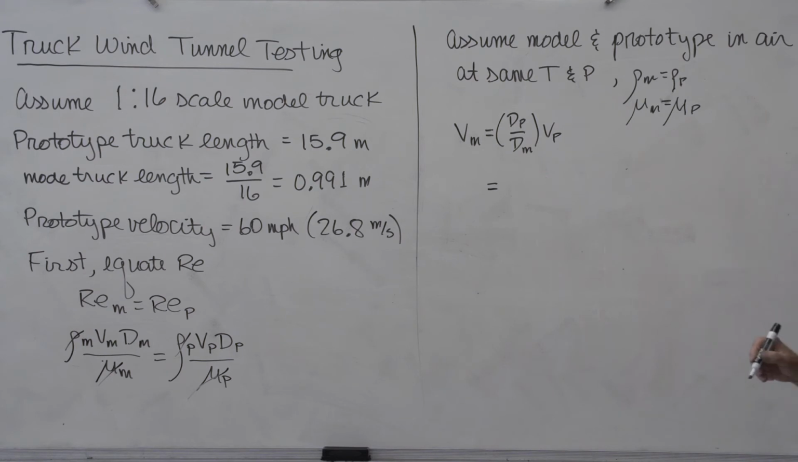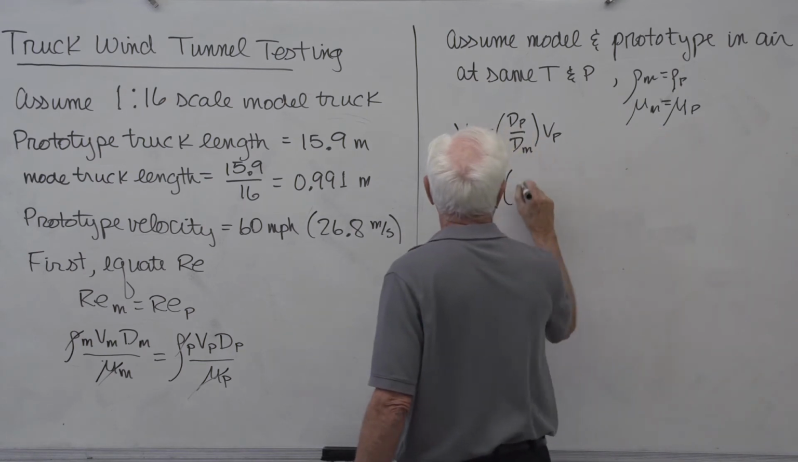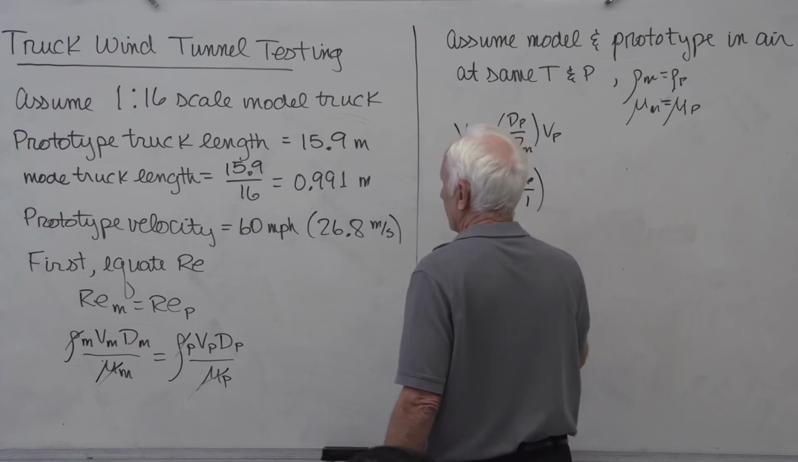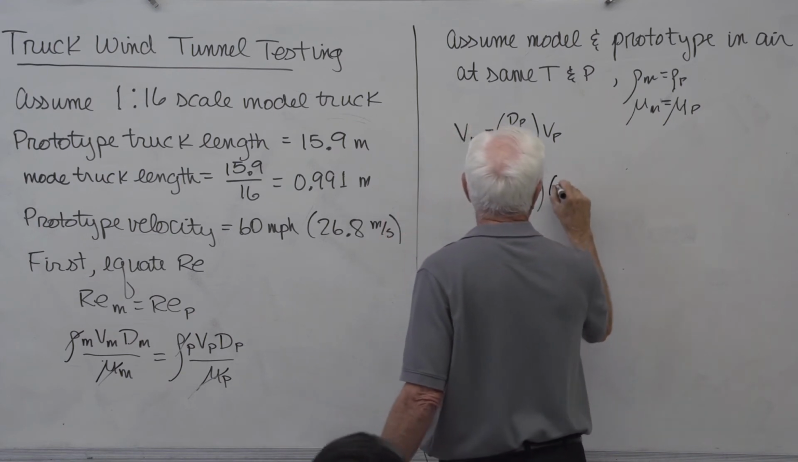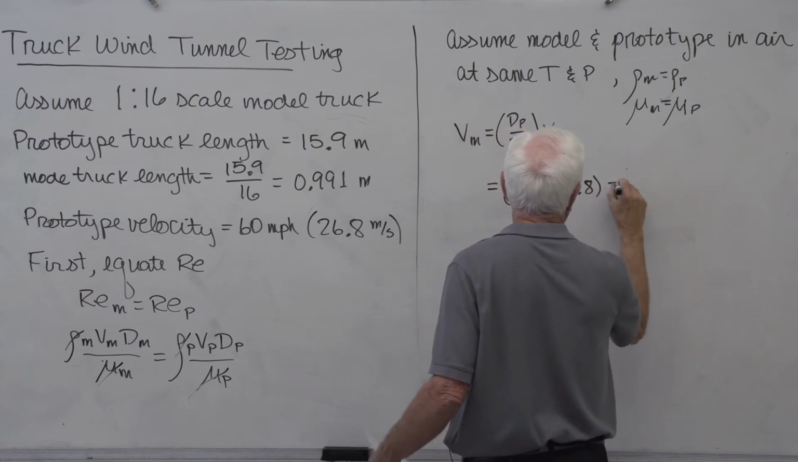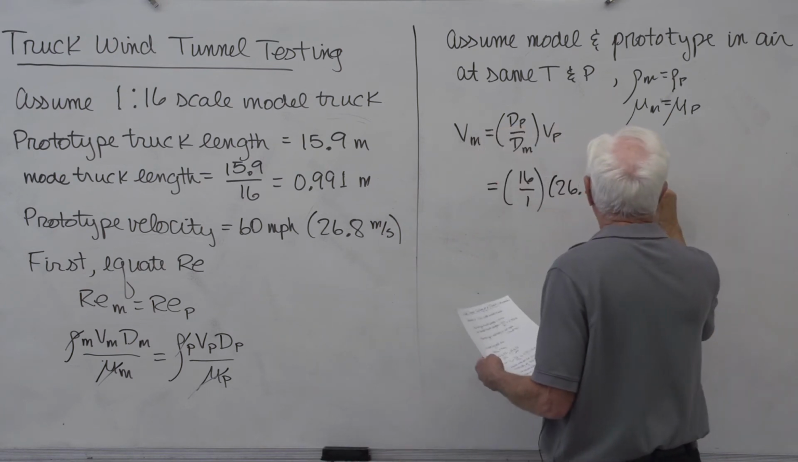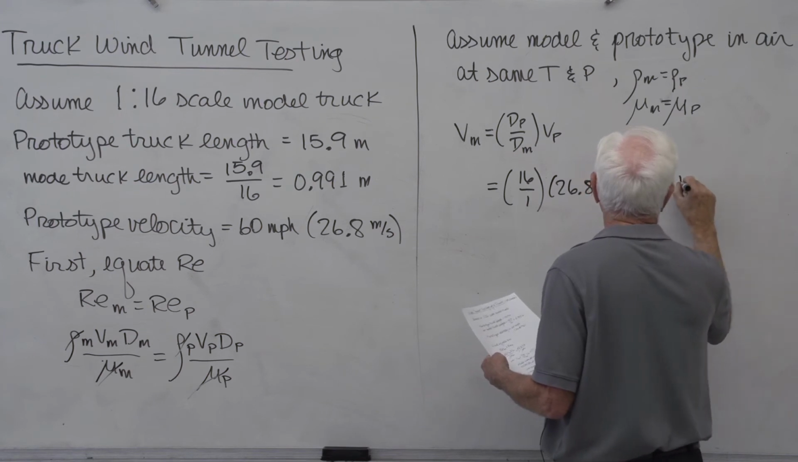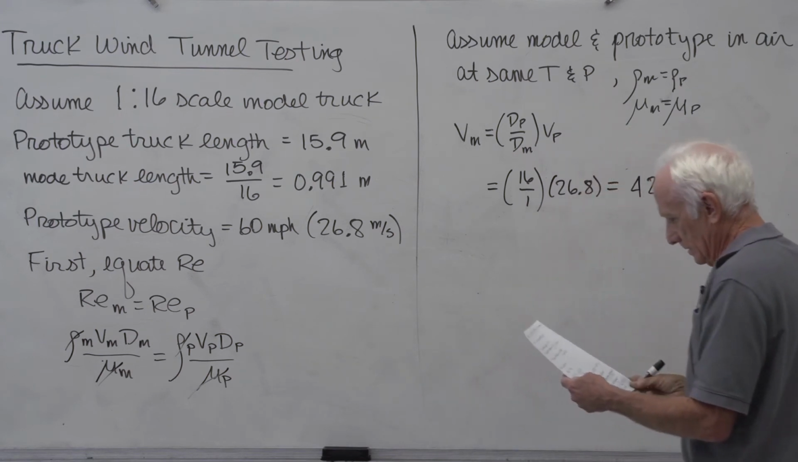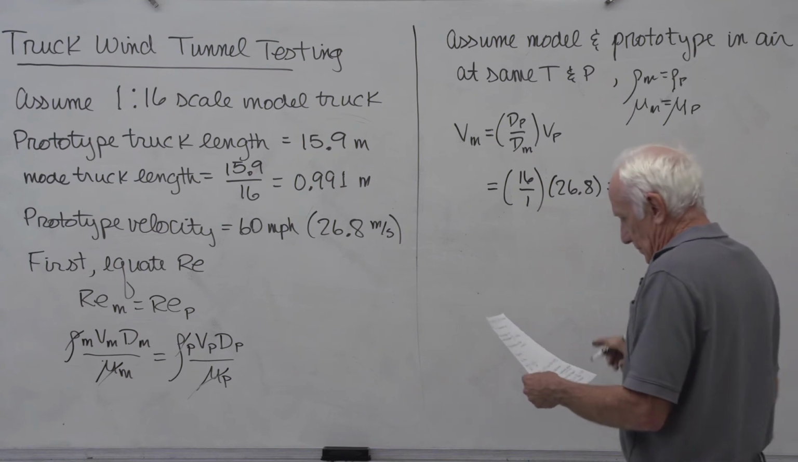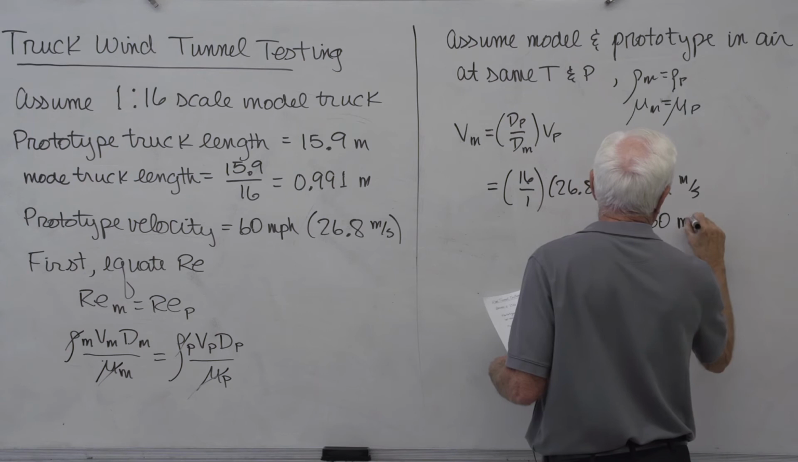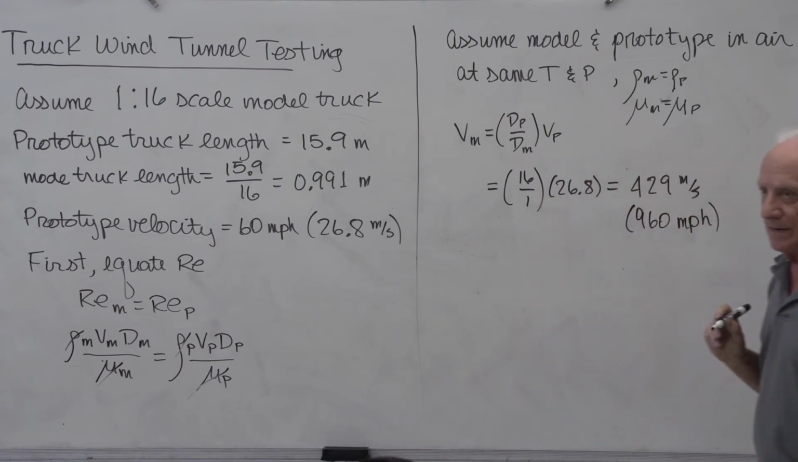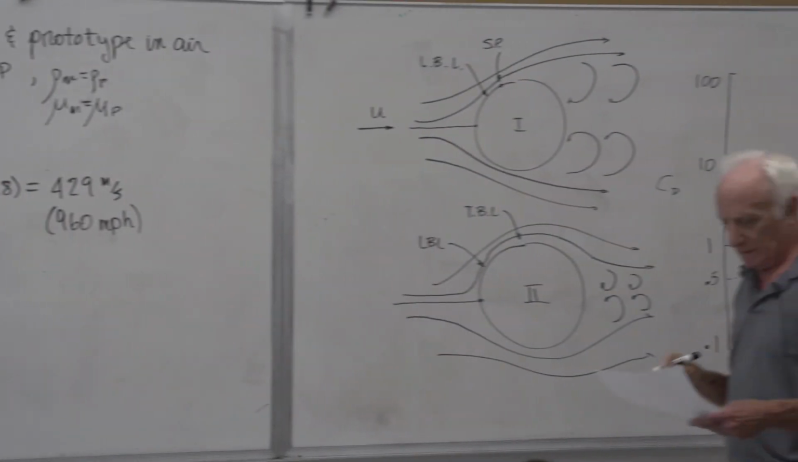I know the scale ratio. So prototype, 16 to 1. V prototype, 26.8, gives 429 meters per second, which is a very nice little 960 miles an hour. So you crank the wind tunnel up to 960 miles an hour.